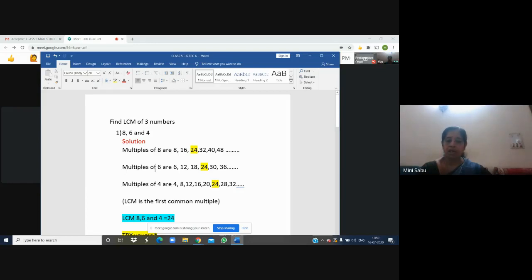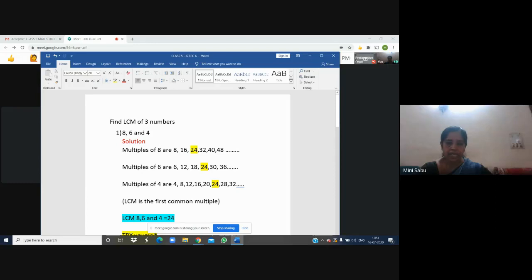Now, multiples of 6. We will find the multiples of 6 in the same method as we have already learned. 6 1s are 6, 6 2s are 12, 6 3s are 18, 6 4s are 24, 6 5s are 30, 6 6s are 36, and so on. If you do not get a common multiple, then you can put a comma and extend this line. Then the last number is 4. Multiples of 4 are 4 1s are 4, 4 2s are 8, 4 3s are 12, 4 4s are 16, 4 5s are 20, 4 6s are 24, 28, 32, and so on.